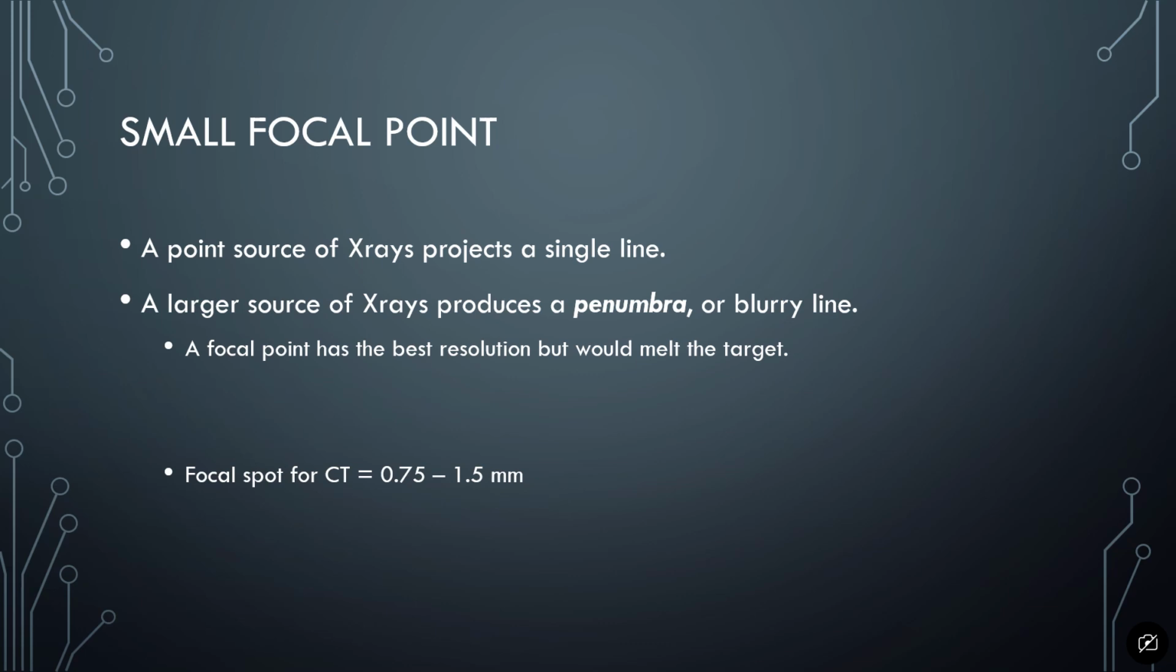The focal spot is going to differ for all the different X-ray producing modalities, but for CT, the ideal focal spot is about 0.75 to 1.5 millimeters. That's going to provide a good compromise and create good spatial resolution.